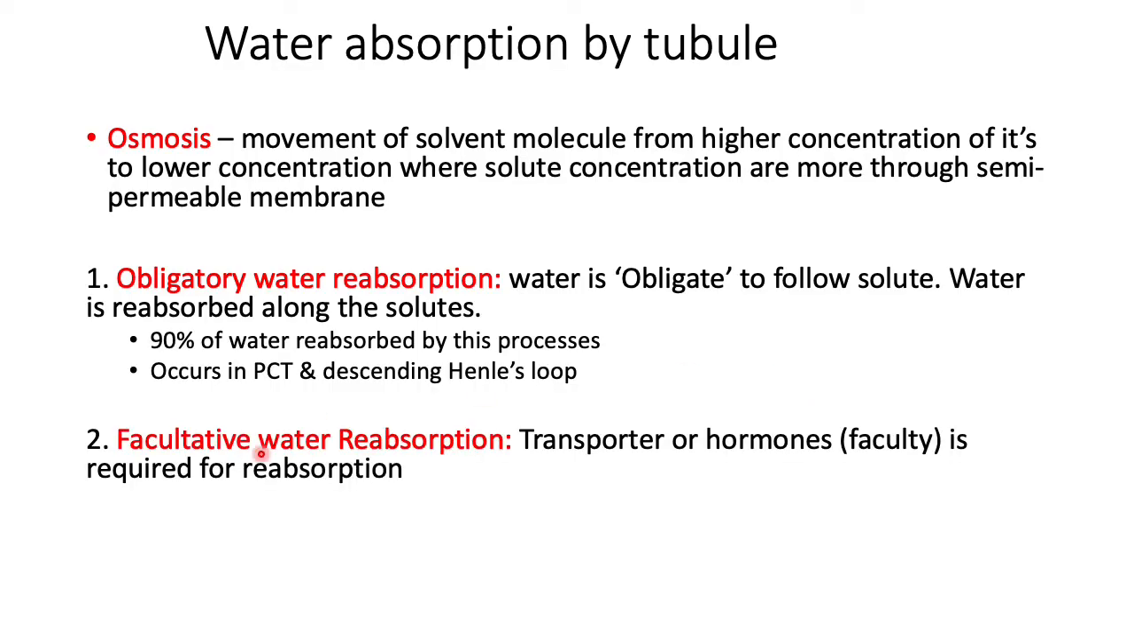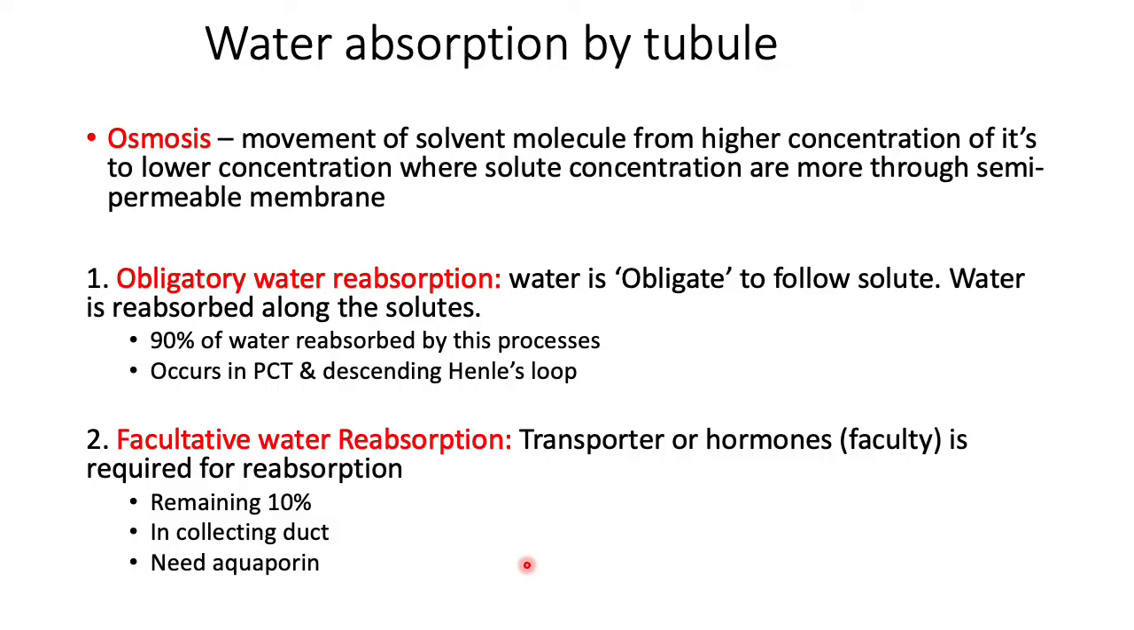Another way of transport is facultative water reabsorption. It depends on transporters or hormones, which is why it has been given the name facultative. The remaining 10% of the water is reabsorbed by this facultative water reabsorption. It happens in the collecting duct. ADH is the hormone responsible for the water reabsorption, and along with the water, sodium is also reabsorbed. That's why it is called facultative water reabsorption.